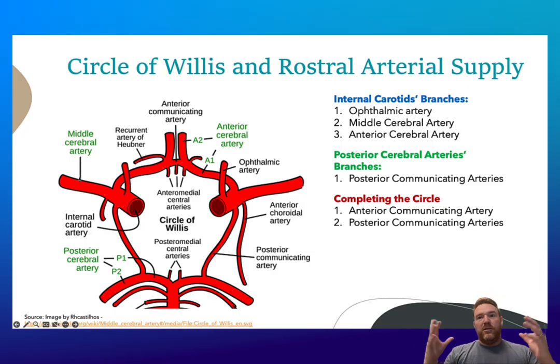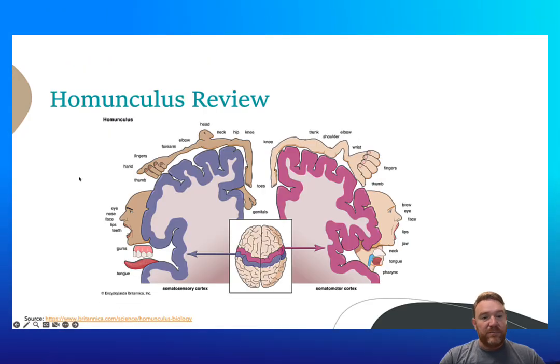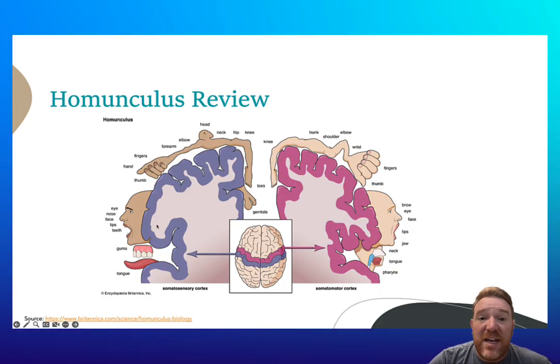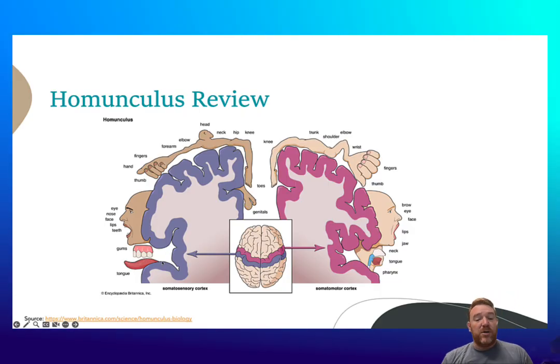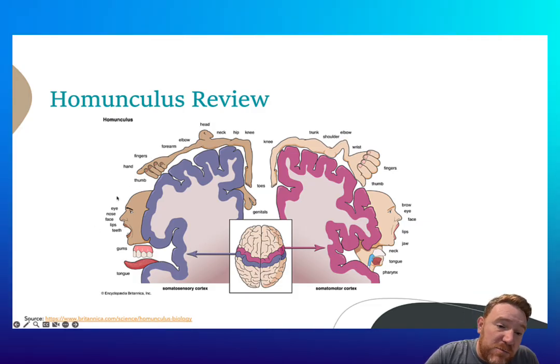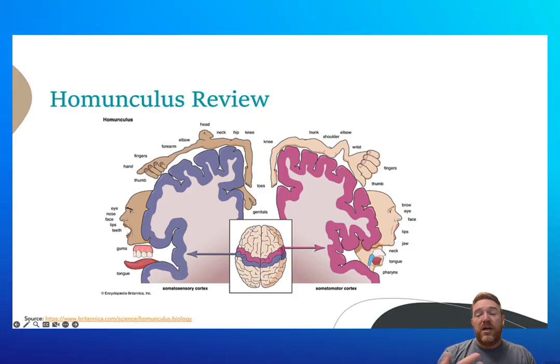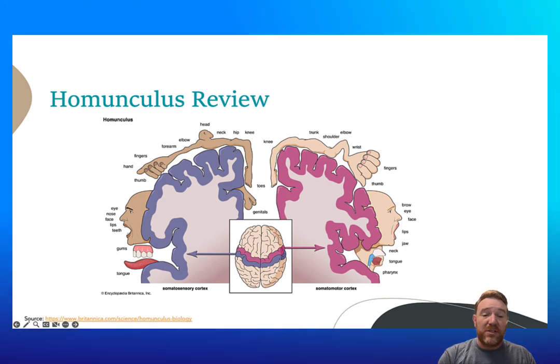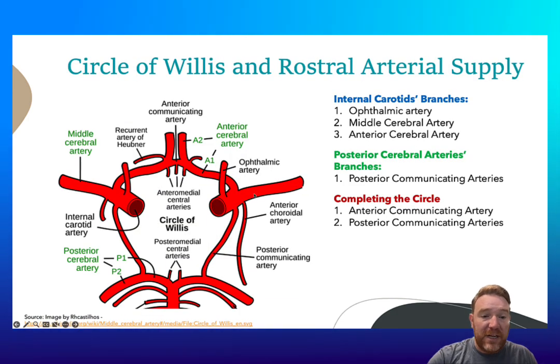So if we look back at the homunculus, right, we can see that the face and the arm are heavily impacted. So when we talk about stroke, remember BE FAST or FAST: face, arm, speech, and time, right? So this is why a lot of times you'll see face and arm implicated in stroke. And we use those symptoms as a marker of stroke because most of the time the middle cerebral artery is impacted.